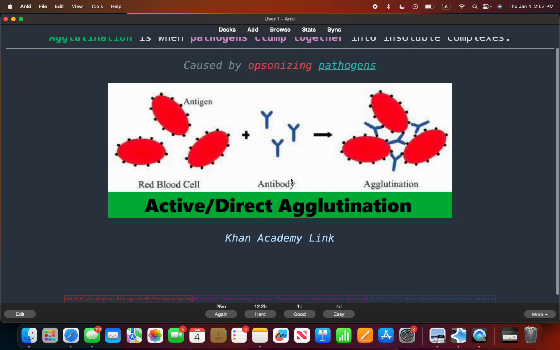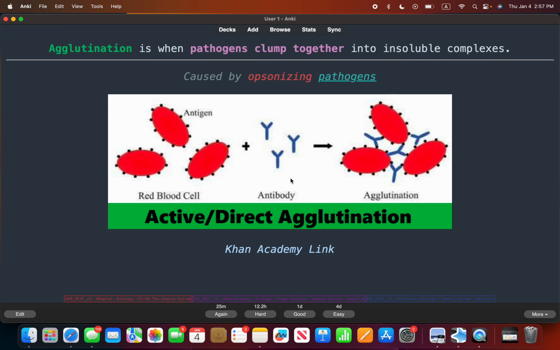So this is the active or direct agglutination, and as you can see, it is the antibodies that help with this agglutination, that do the agglutination, basically.